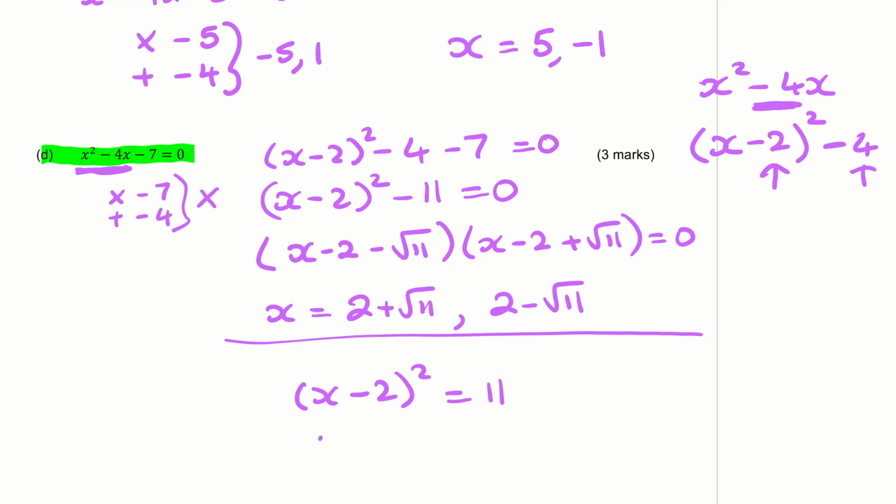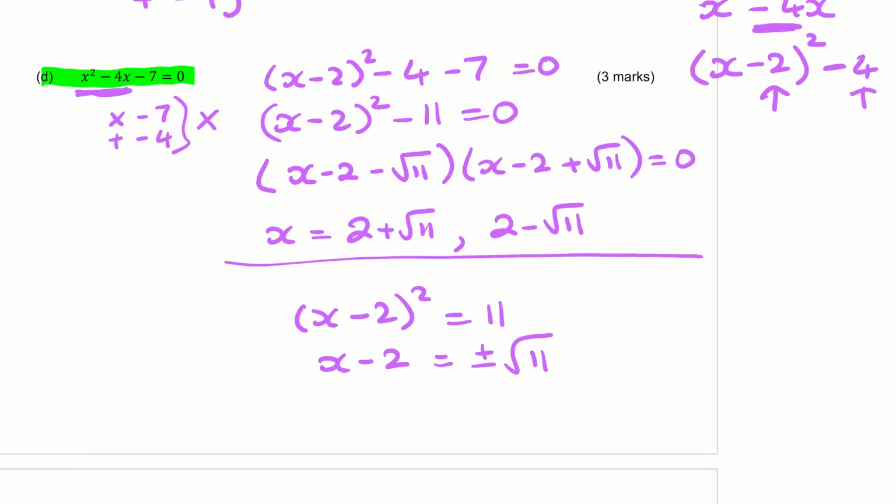Put the 11 on the other side, square root, and don't forget the plus or minus, and then take the 2 onto the other side, and you've got 2 plus or minus root 11.